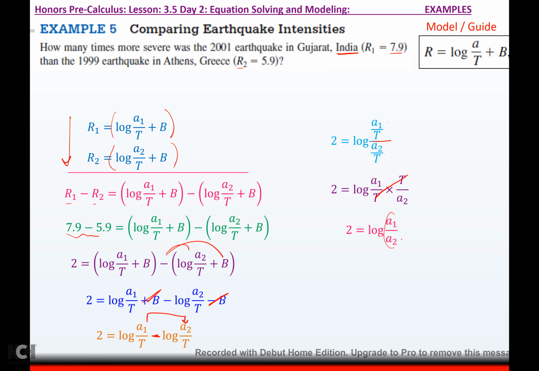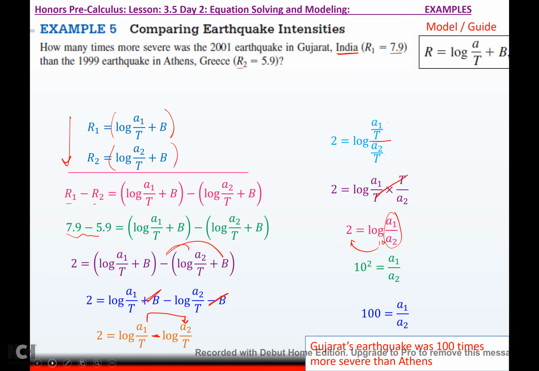And then to figure out what this is, because I'm comparing the two, I want to roll the log away, which will move the 10 over. So that gives me 10 squared equals this, which means the comparison is 100 times more severe. I can't pronounce that word, but his earthquake was 100 times more severe than Athens. Now, what I'm saying is, instead of doing all of this every single solitary time, because this is always going to come out the same.